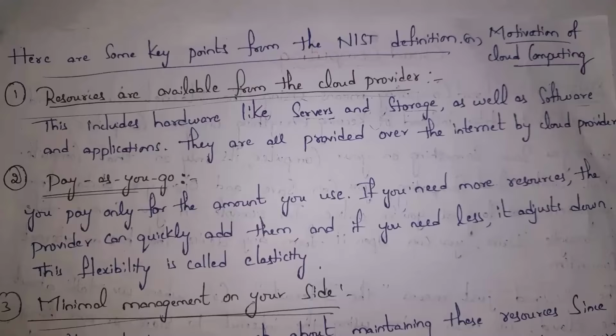So I can increase configuration. And for another work, I need very less configuration. So I can decrease that configuration. And for some work, I need more storage. And for some work, I need less storage. So based on your work, you can increase or decrease resources. And adjusting based on your needs is known as elasticity.